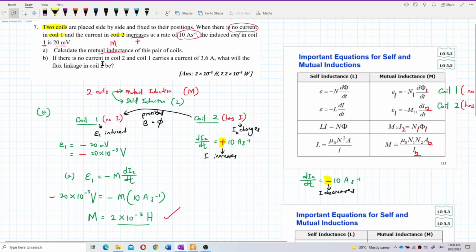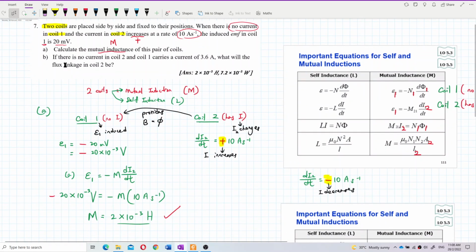Now look at the following question. If there is no current in coil 2 and coil 1 has the current 3.6 ampere, what will be the flux linkage in coil 2? This one is for flux linkage, the word linkage. So that means it's the capital phi. Capital phi has N turns, not just one turn, for all the turns.